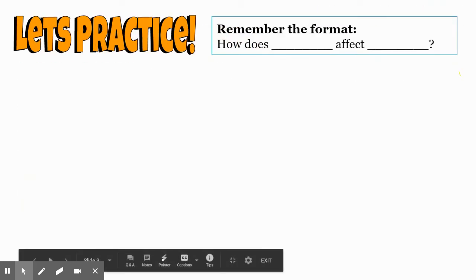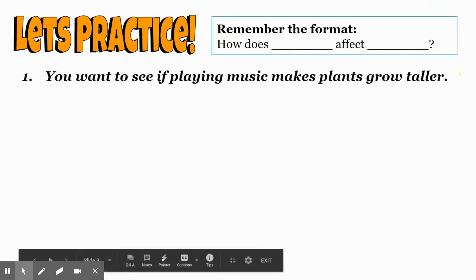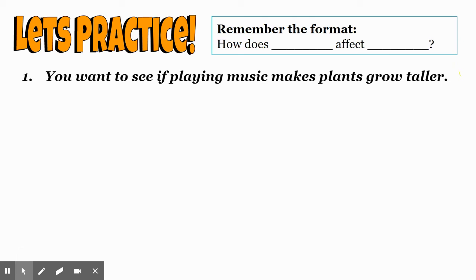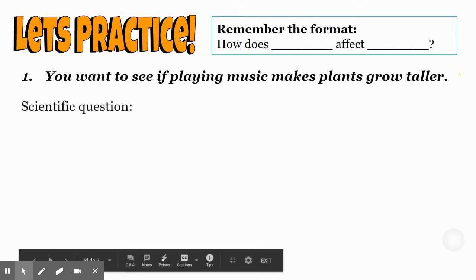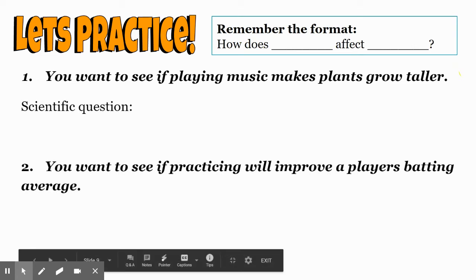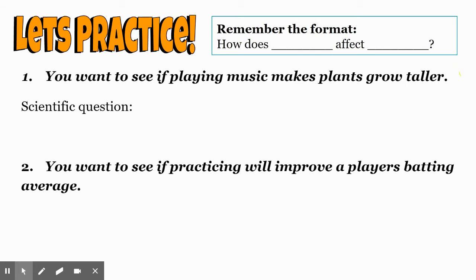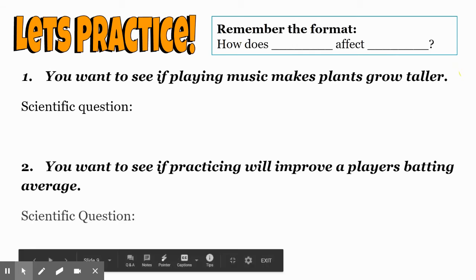So let's do a little bit of practice. If you wanted to see if playing music makes plants grow taller, how would you write that as a scientific question? Take a second and do that. All right. If you wanted to see if practicing will improve a player's batting average in baseball or softball, how would you write that question? How would you write a scientific question with those two statements?